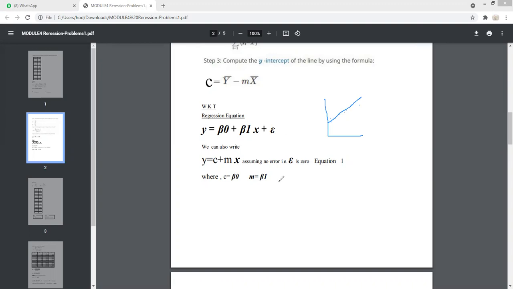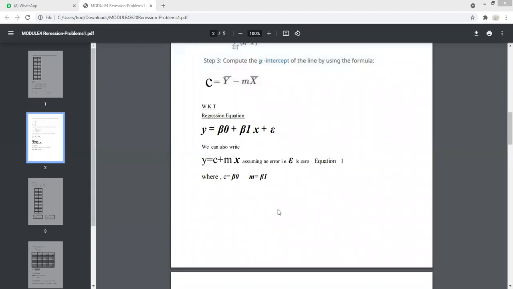Now, for simplicity in this problem, we assume that there is no error, so our line is perfect. Any doubts here? So we assume that there is no error, so epsilon will be 0 in this case. So y is equal to mx plus c. We can take c as beta naught and beta 1 as m, since epsilon is 0. I am taking this as equation 1, so remember this is equation 1, which we are taking further.